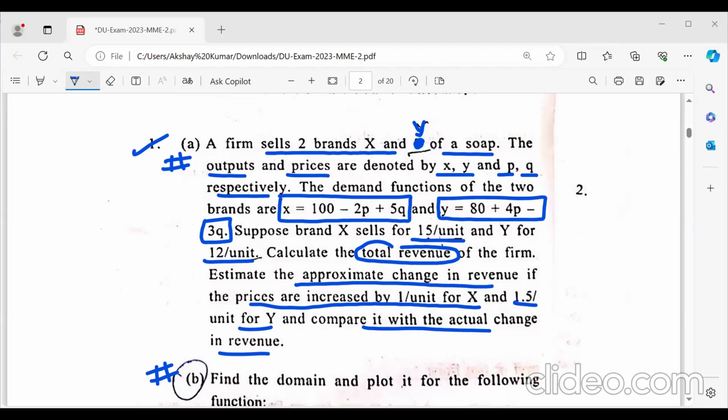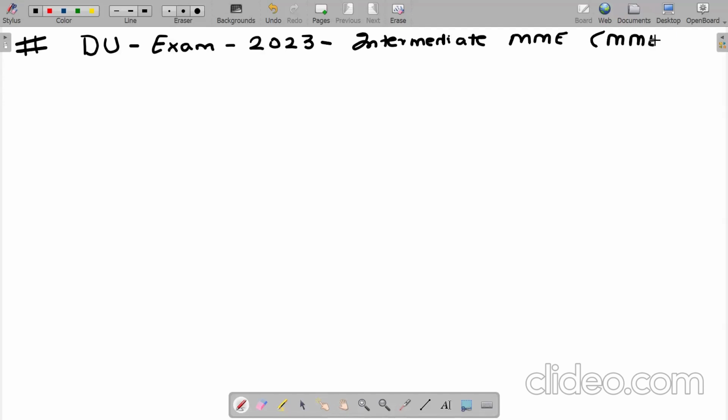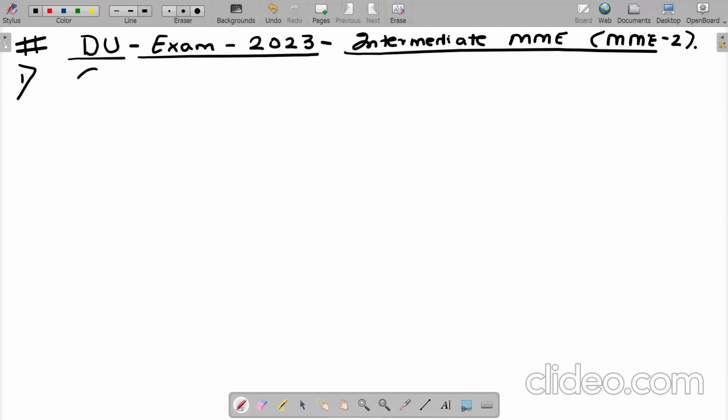So I'm writing the main headings for completeness. We are looking at DU Exam 2023 for the intermediate mathematical methods for economics, which I also call the MME2 course. Okay, so let's look at the first problem. I'm also first of all writing what is given so that we don't miss any important information in the question. This is part A we are solving.